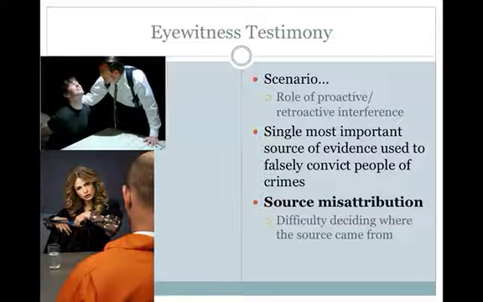And then finally, eyewitness testimonies. We're going to do a little scenario on Friday where you guys are going to be an eyewitness, and we're going to watch a little bit of information about an eyewitness, because a lot of times these criminals are falsely convicted because of eyewitness testimonies, and we're going to do that on Friday.